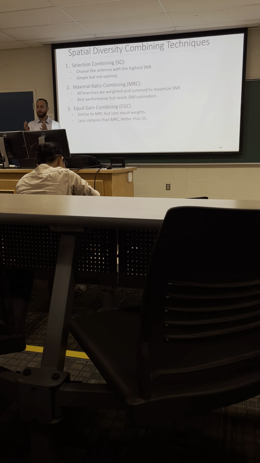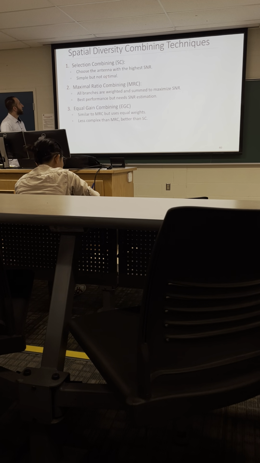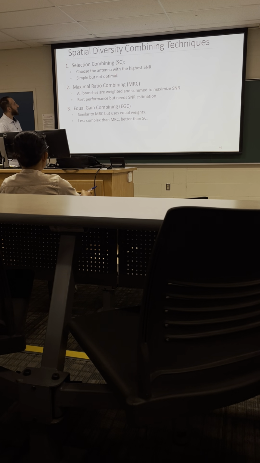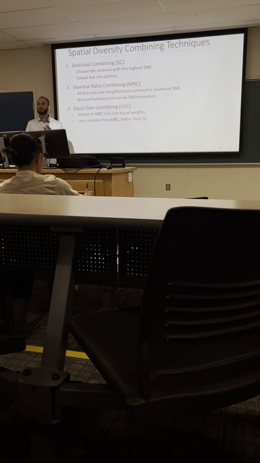So again, I have multiple versions. How to deal with them? I have 3 versions, 4 versions, 5, whatever. One of the ideas is to select the best, which is selection combining. Choose the antenna with the highest signal to noise ratio, okay? It's very simple, but it's not optimal, okay? Why? Because I didn't use the rest of the signals.